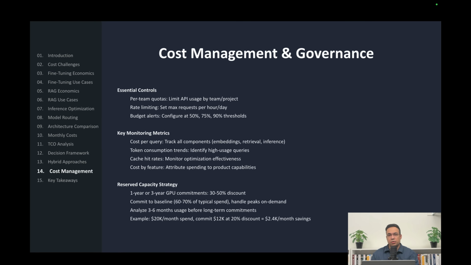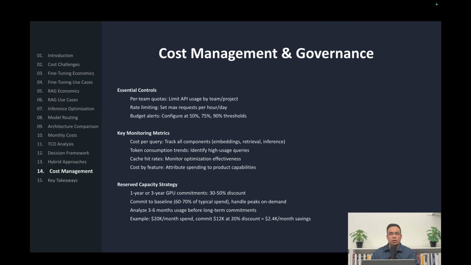One year or three year GPU commitments for self-hosted models typically offer 30 to 50% discounts for all major cloud providers like Google, AWS, and Azure. The key is to commit to your baseline usage, which should be roughly 60 to 70% of your typical spend, and handle peaks with on-demand capacity. This balances cost savings with flexibility. You should analyze 3 to 6 months of your usage data before making any long-term commitments to ensure that you understand your baseline load.